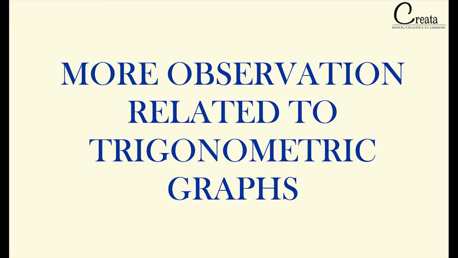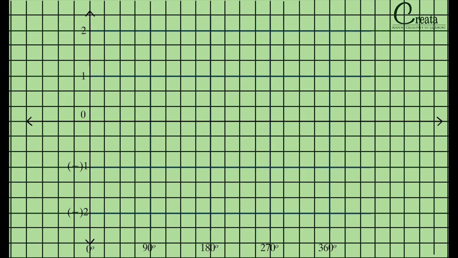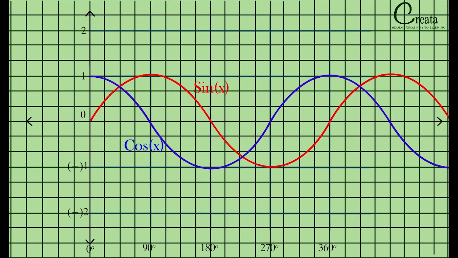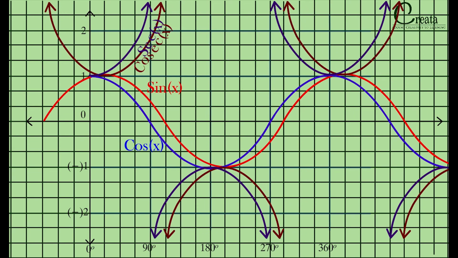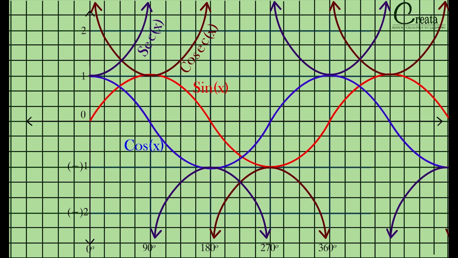Okay. Let's see some more observations related to trigonometric graphs. For better understanding, let's take sine, cos, cosec and sec graphs simultaneously. Okay, we are taking the 4 graphs. You can see a phase difference of 90 degrees between sine and cos, and between cosec and sec function graphs.